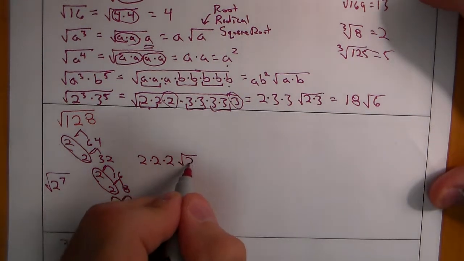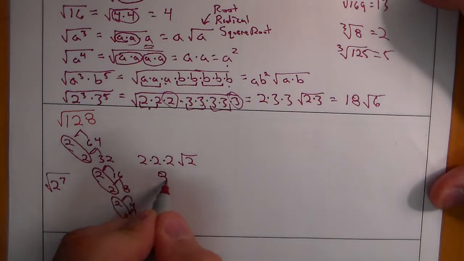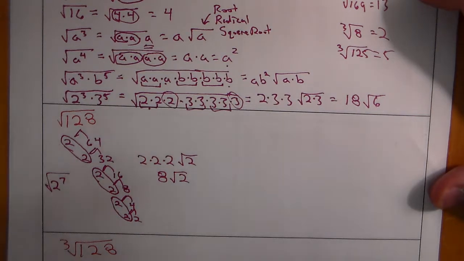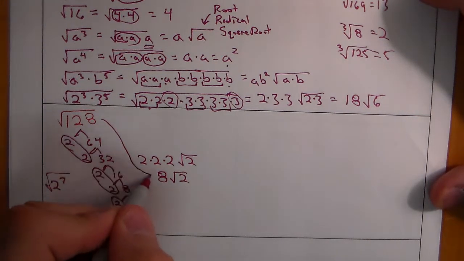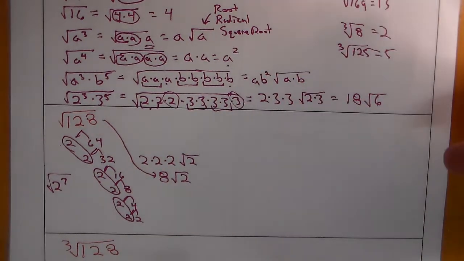That one's stuck inside, so that stays there. So we put this together, and it becomes 8 root 2, because 2, 2, 2 multiplies to be 8. 8 root 2 is the simplified version of the square root of 128. Now we had to go all the way down to the 2's for that one.